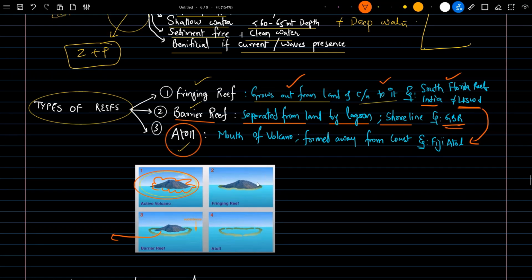Atoll is basically whenever there is a sinking of this volcano, then there will be only the reef around, with no landmass connected to it. So it is found away from the coast. It is around the mouth of the volcano. Examples are the Fiji atoll and also the Lakshadweep atolls.